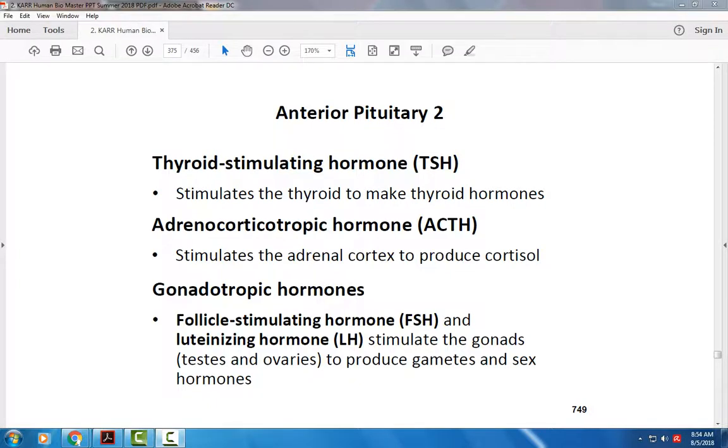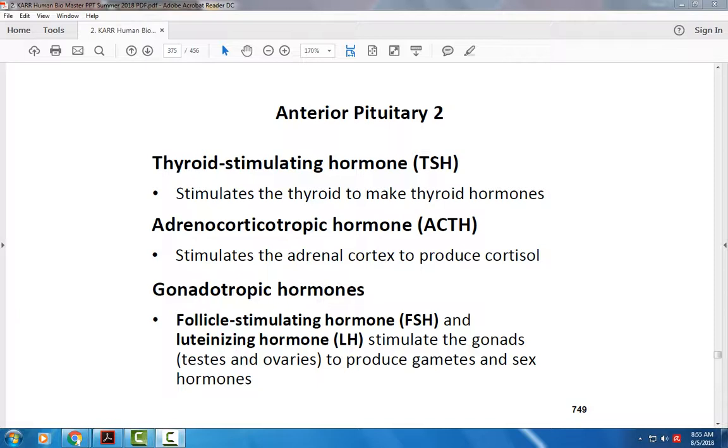This is part 2 of our lecture video on the endocrine system. We talked last time about the posterior pituitary and how it's controlled by the hypothalamus and that it secretes the hormones ADH and oxytocin. And remember that the posterior pituitary is just simply an extension of the hypothalamus. The posterior pituitary is made up of axons, it's made up of nervous tissue.